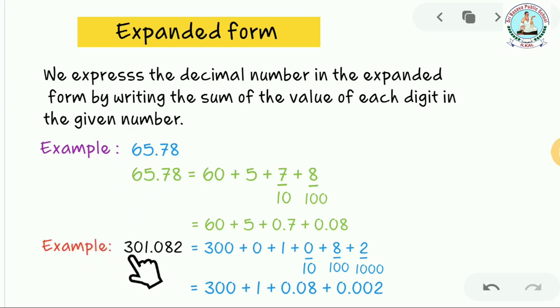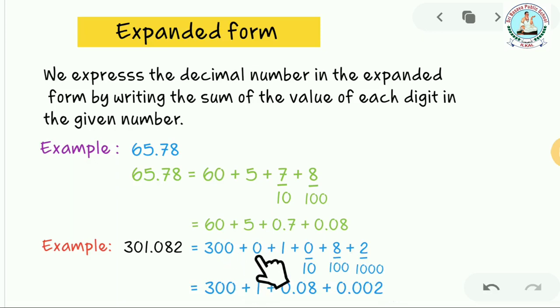Let us take the second example. Here we have the number 301.082. Let us expand this decimal number. First we write the place value of 3, that is 300, and the place value of 0 is 0 itself, and the place value of 1 is in ones place, so we write it as 1. The place value in the tenths place is 0, so we write it as 0 upon 10. The place value of 8 is 8 divided by 100, and the place value of 2 is 2 upon 1000.